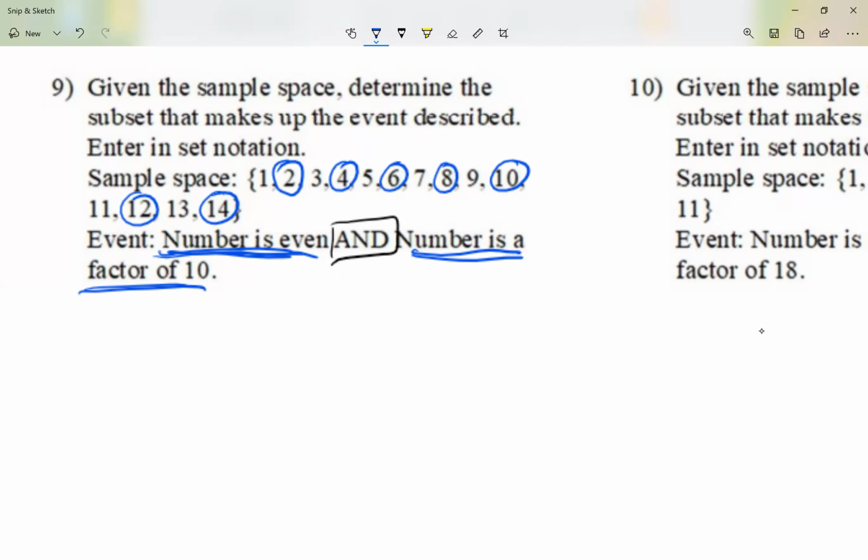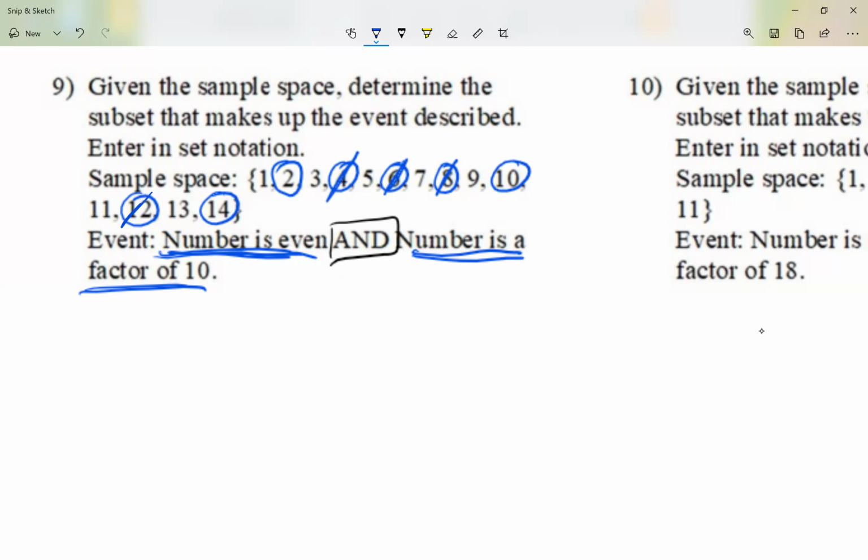So 10, can 10 be divided by 2? Yeah, so 2 is good. Can 10 be divided by 4? Notice I'm only going to be looking at those that are circled now. Can 10 be divided by 4? No. Okay, so I want to cross that out. Can 10 be divided by 6? No. Can 10 be divided by 8? No, because 10 divided by 8 gives me a decimal. Can 10 be divided by 10? Yeah, 10 divided by 10 is a whole number.